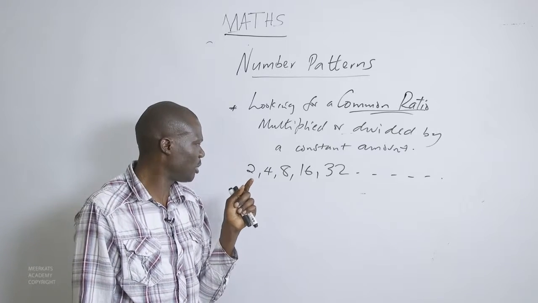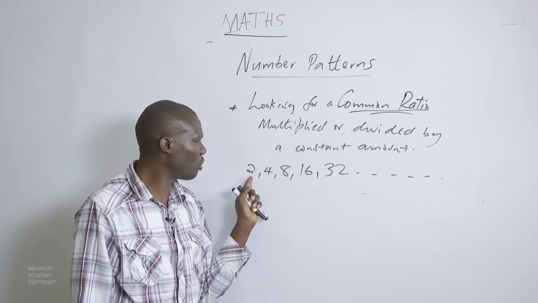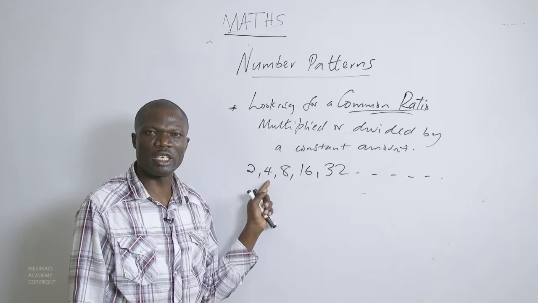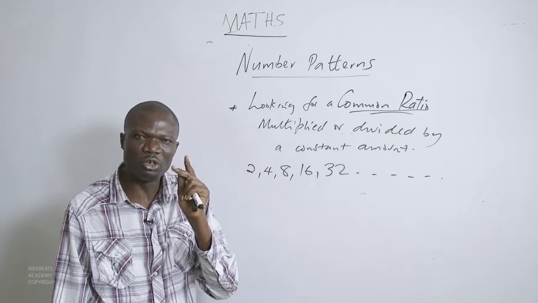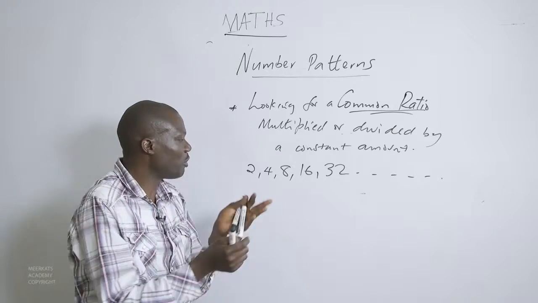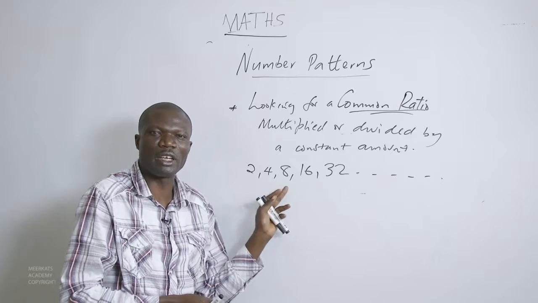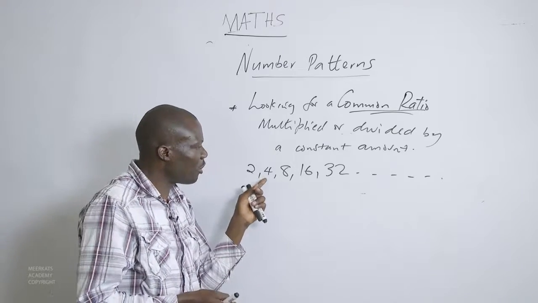You realize that there are two ways. Either we square to get 4, or we multiply by 2 to get 4. So we have got two options, either squaring the previous or multiplying by 2. Let us look at the second term and the third term. What happened? 4 to get 8.